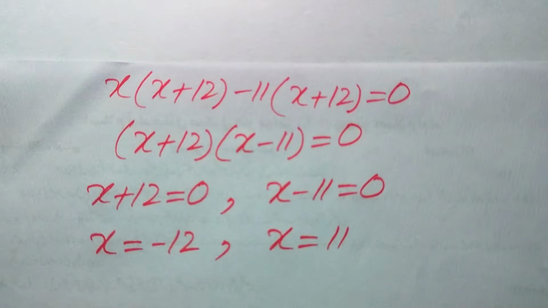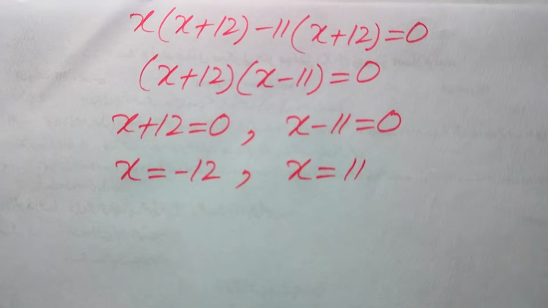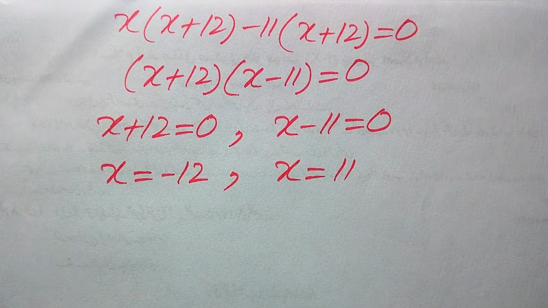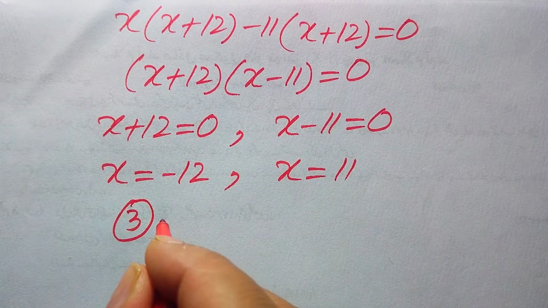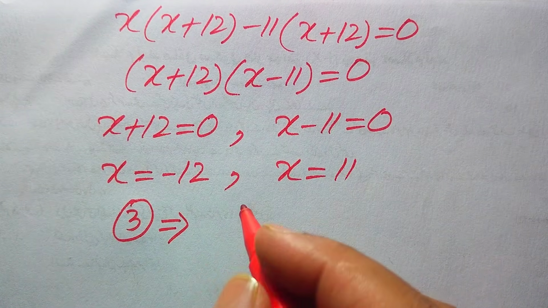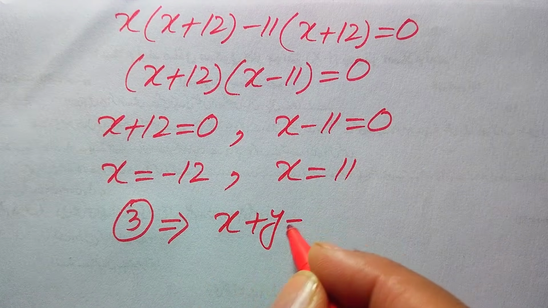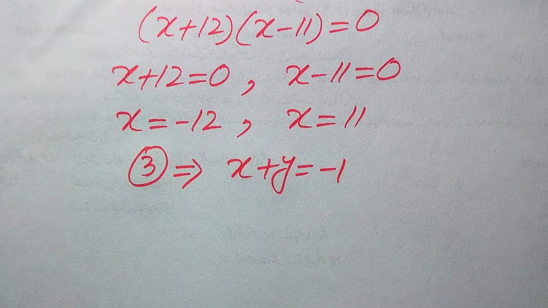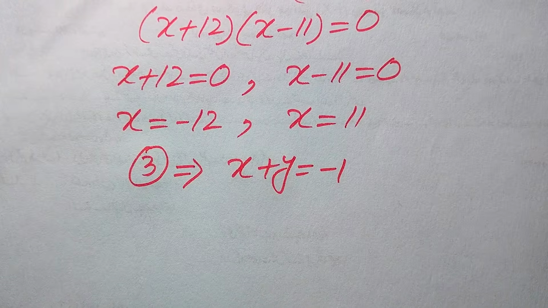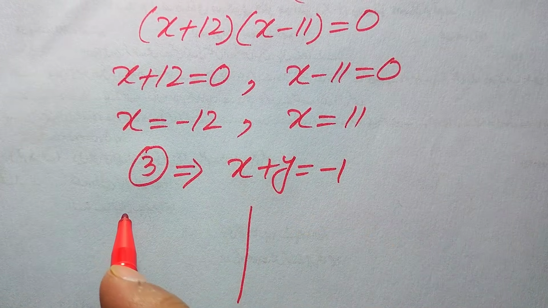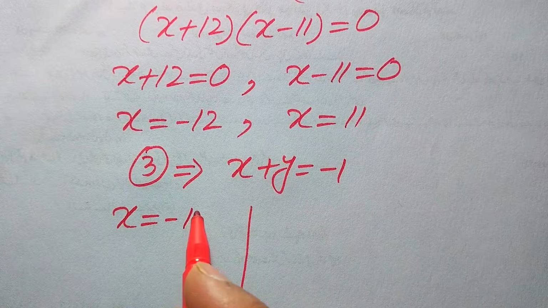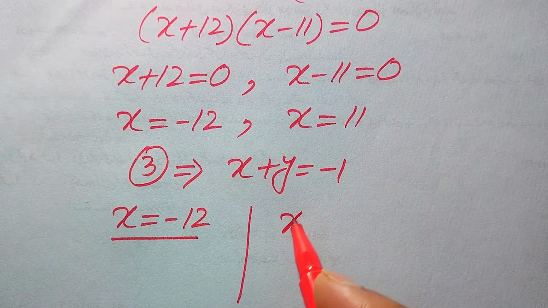So we obtain these two values of x which we get here. And in the next step, we need to find the corresponding values of y. So for this, we will copy down equation number 3 here. Our equation number 3 implies that x plus y equals minus 1. So we substitute both of these two values of x into this equation and we get the corresponding values of y. In this side we will substitute x is equal to minus 12, and in this side we will substitute x is equal to 11.